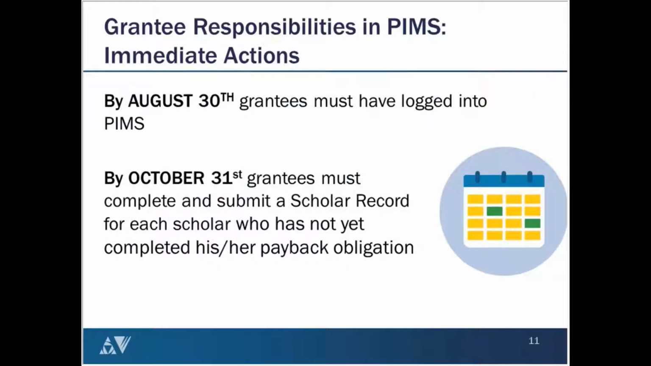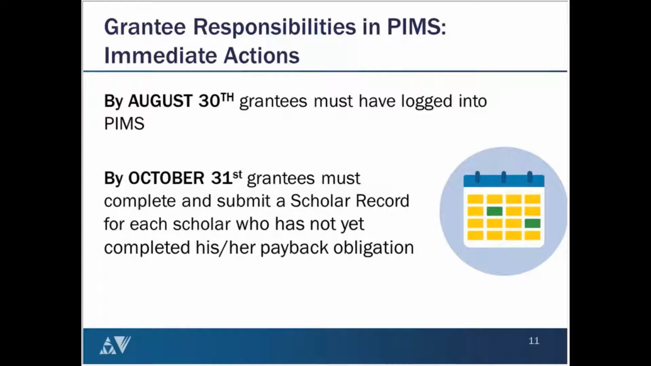So in terms of immediate activities that are important to note and immediate dates for you grantees, we are asking that you try to log into the PIMS system and begin reviewing scholar records and processing, updating their information within the system. Certainly logging in by August 30th to ensure that you have adequate access to the system. If you need to add secondary users to help you begin to develop and populate some of the scholar records within the system, we are asking that you do so by August 30th.